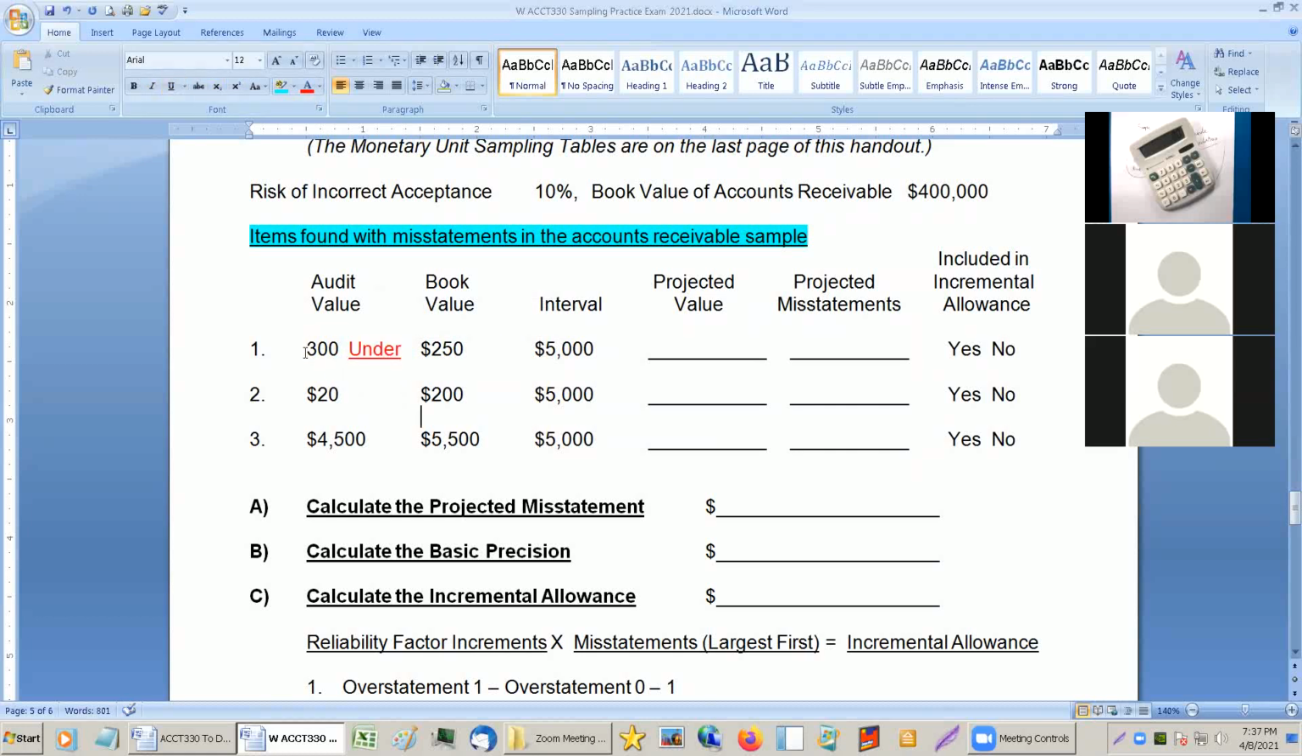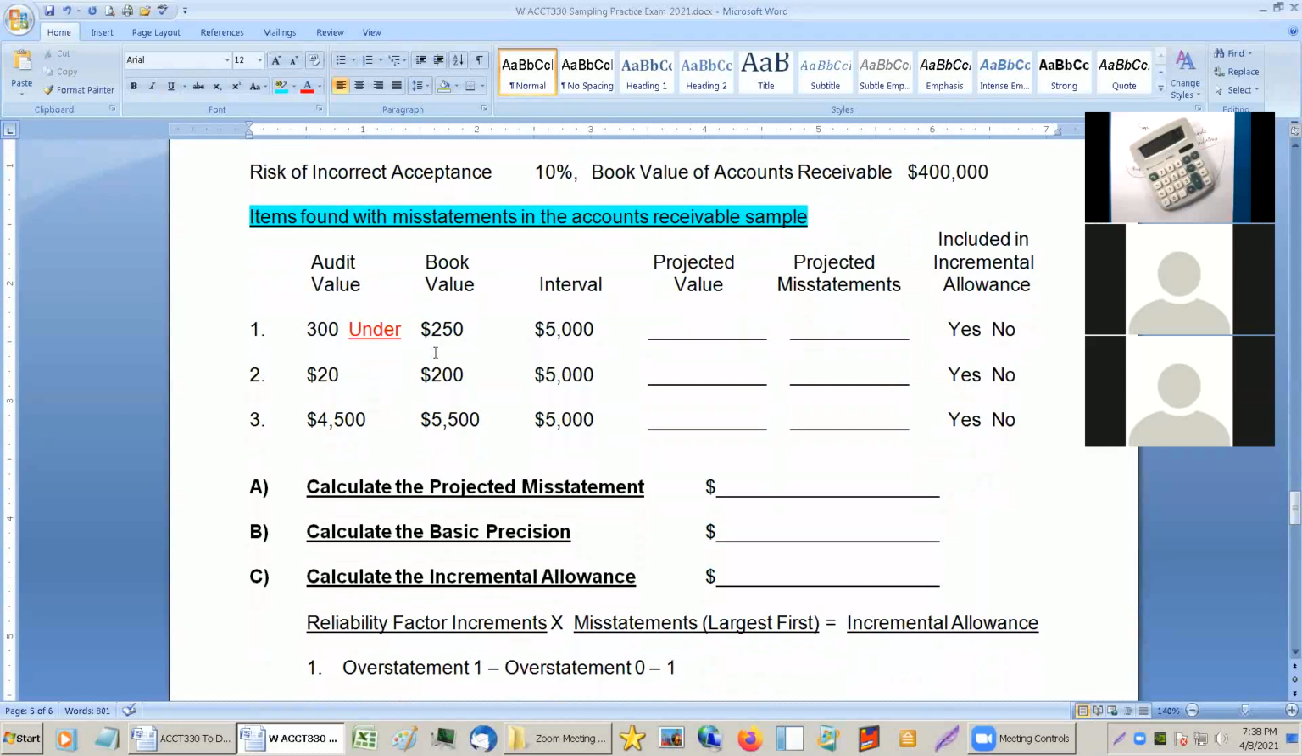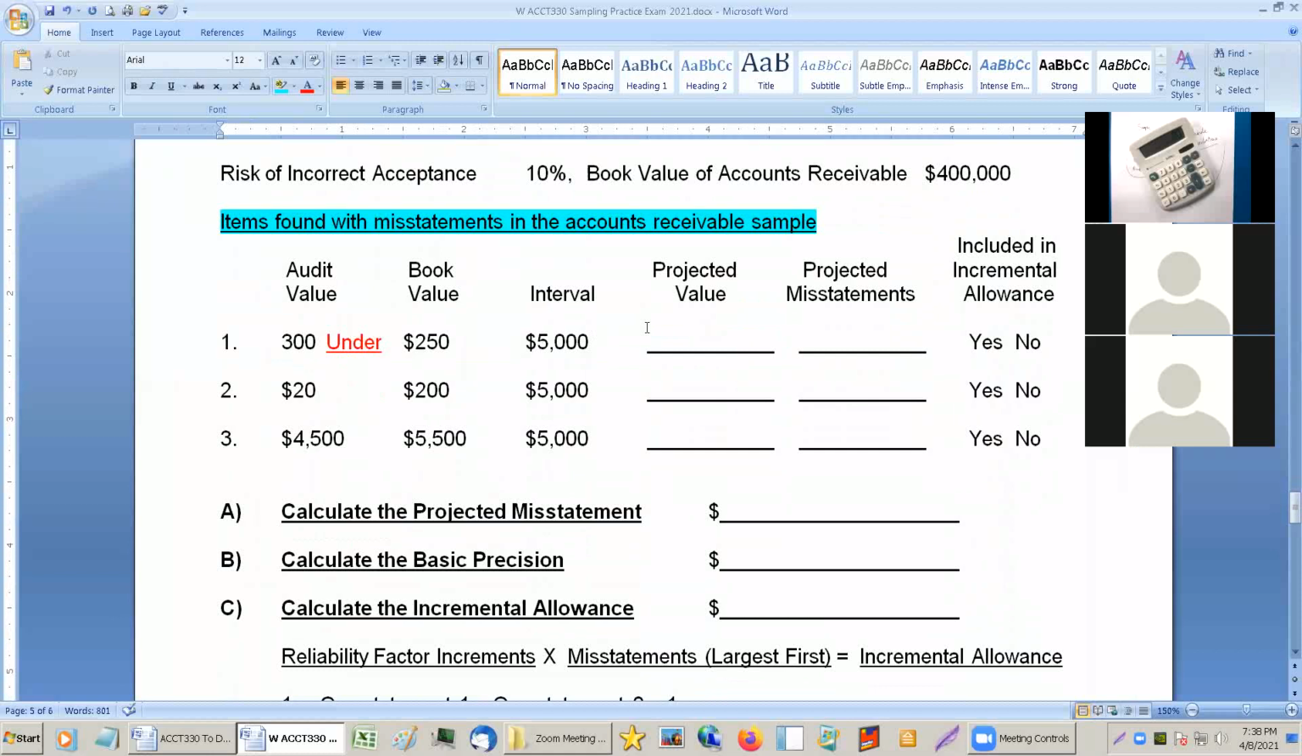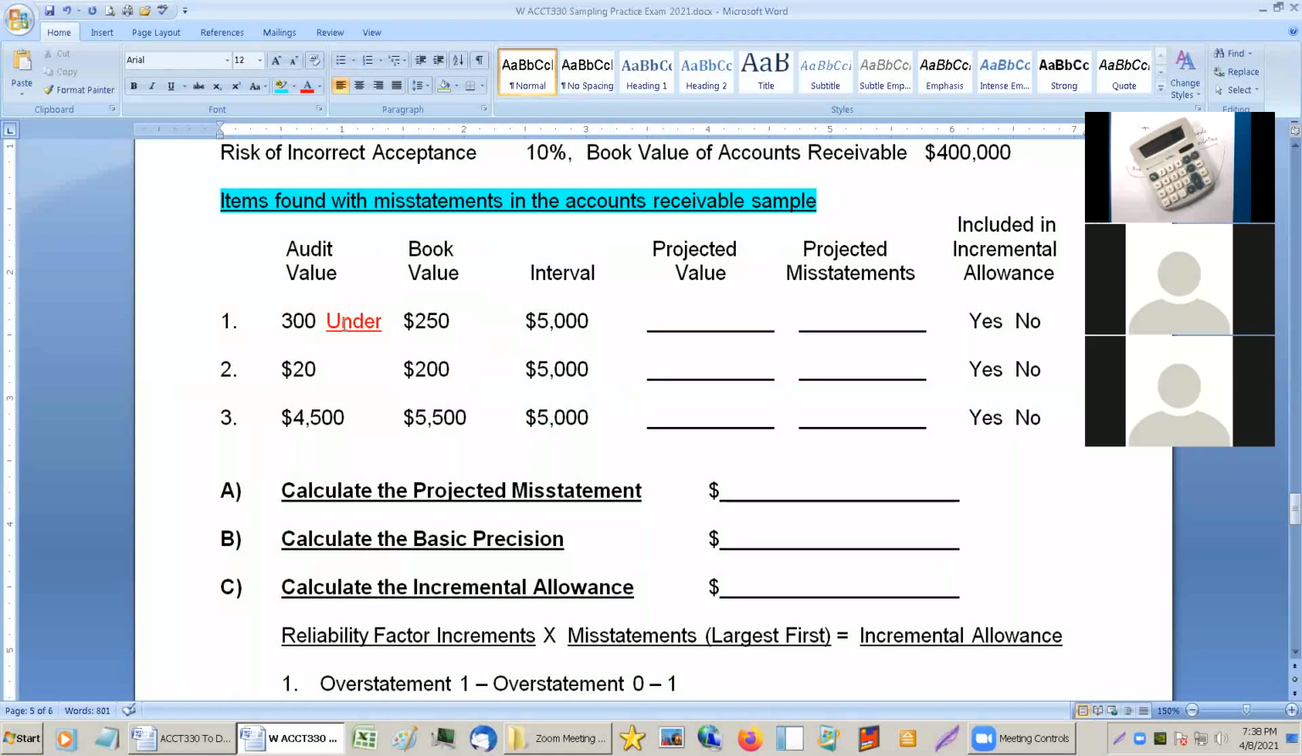You know, the audit value is more than the book value. This method is not supposed to catch those. And when it does catch it, it ignores them. So in this case, there would be no problem. The projected value of that interval is 5,000. And more importantly, the projected misstatement is 0. So there actually is no misstatement.